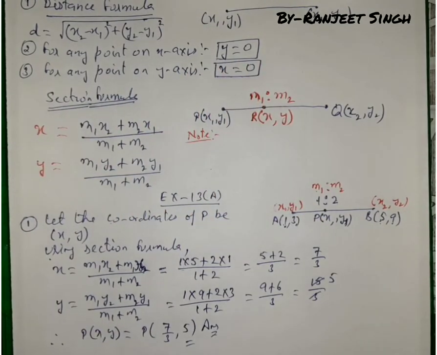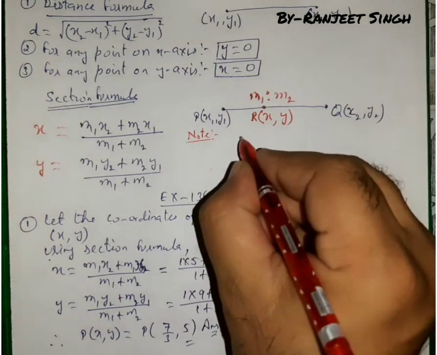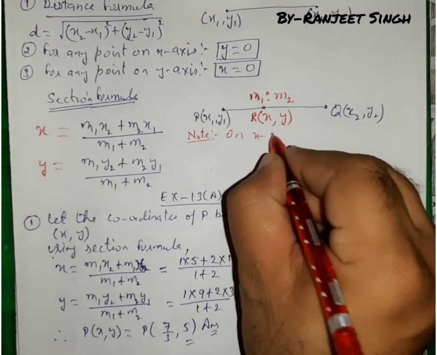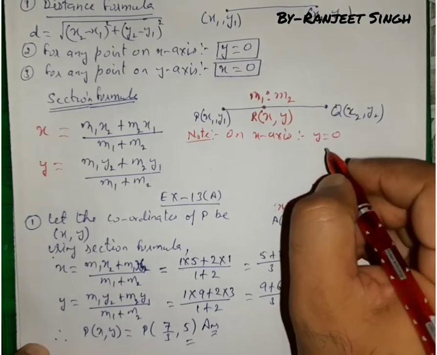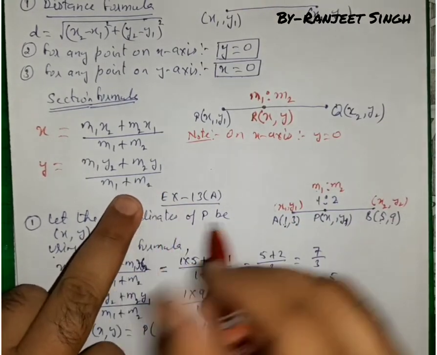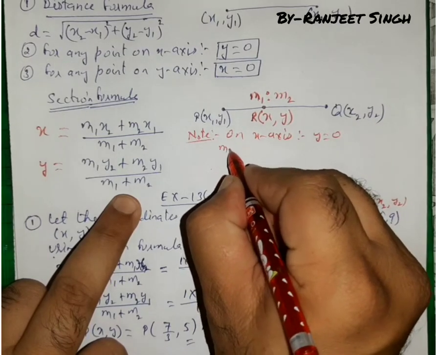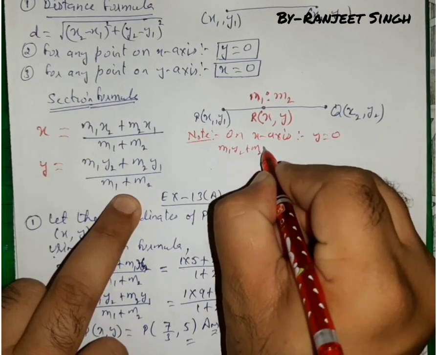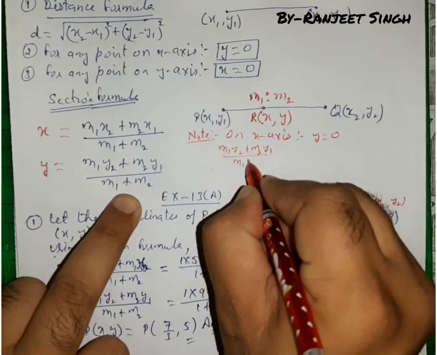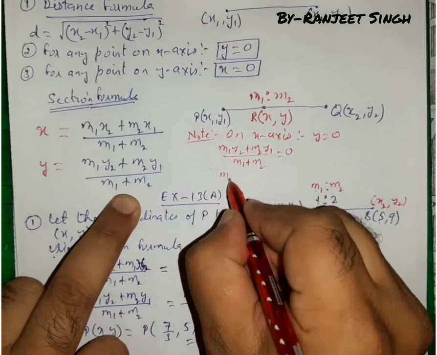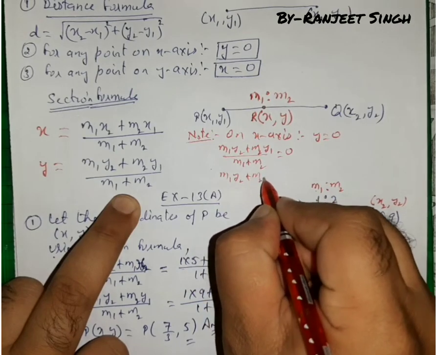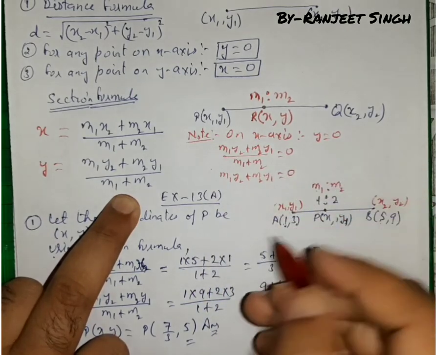And the point where the line joining 2 comma minus 3 is divided by the x-axis. So on x-axis, we have y is equal to 0. So by using section formula, m1 y2 plus m2 y1 over m1 plus m2 is equal to 0. So this will give us m1 y2 plus m2 y1 equal to 0.